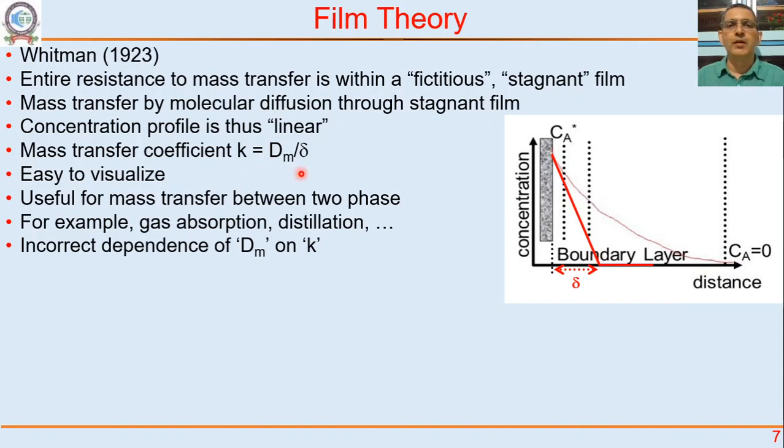This theory says that if diffusivity increases, mass transfer coefficient increases in a linear manner. If diffusivity doubles, mass transfer coefficient doubles. That's not what is really observed experimentally. So that's why this theory is limited. It does not have the correct dependence of mass transfer coefficient on diffusivity.